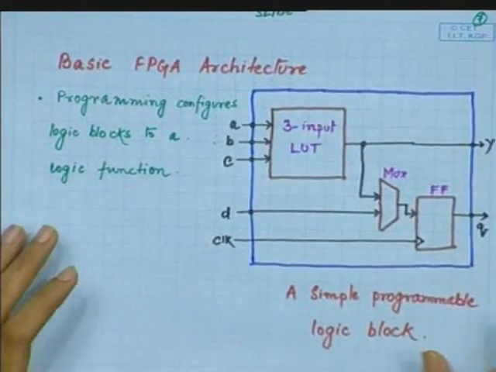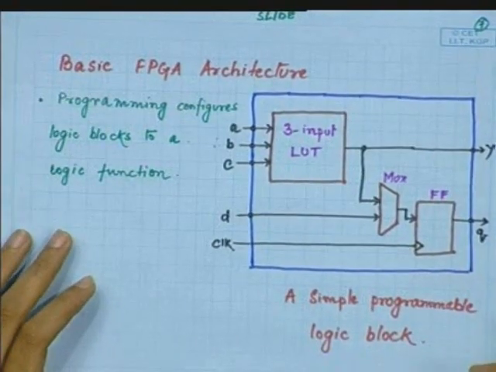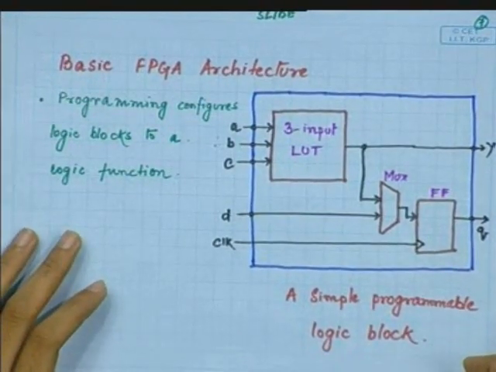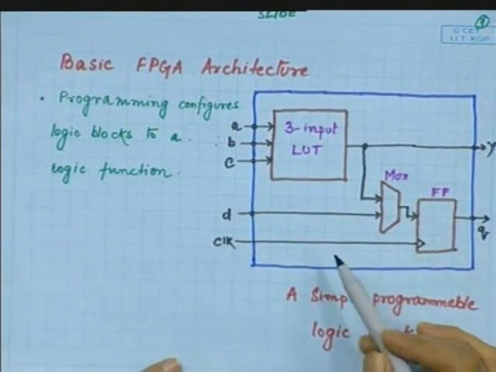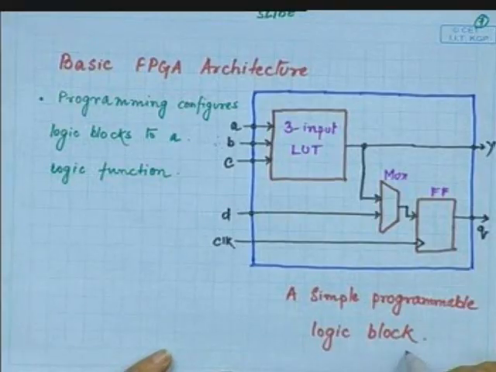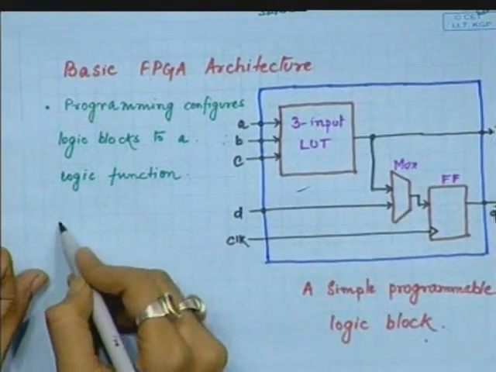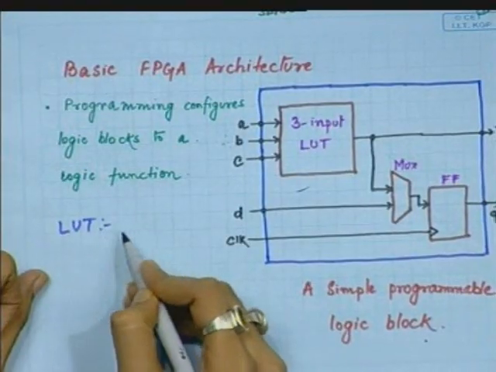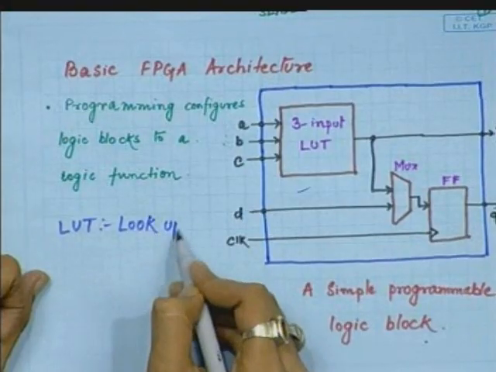Now, what does an FPGA logic block contain? We are talking about logic blocks in FPGA. What does the logic block in FPGA contain? Generally, a logic block of an FPGA consists of a LUT, that stands for lookup table. What is a lookup table?